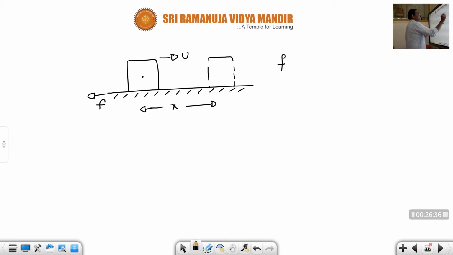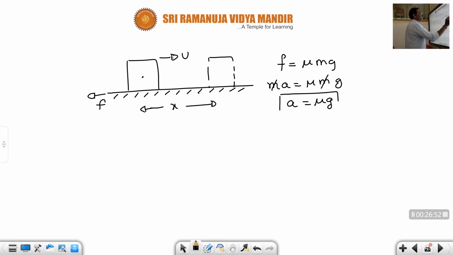Then what is the value of the friction? The value of F is equal to mu into mg. That means from F equal to ma, we have mu into mg equal to ma, and therefore m gets cancelled. Acceleration is equal to mu into g. This is the value of the retardation acting on the body. Therefore it comes to rest by traveling x distance.